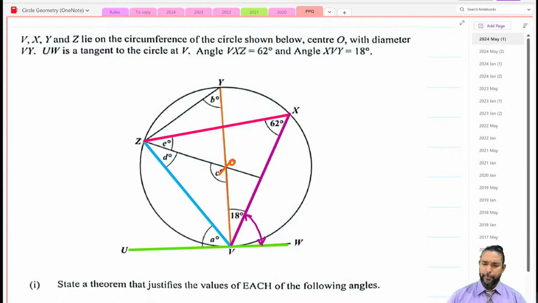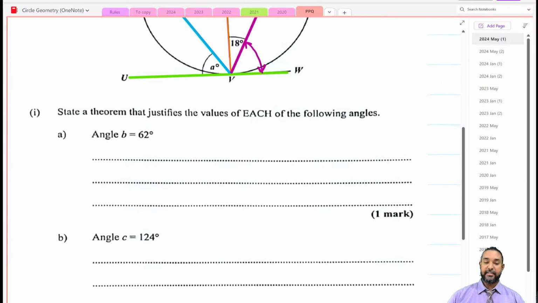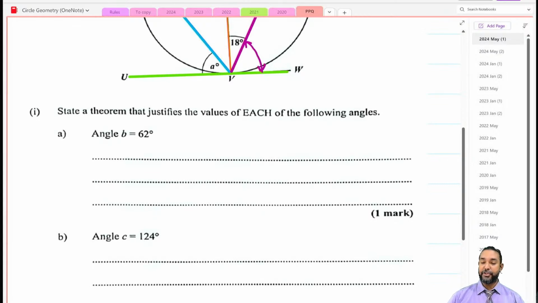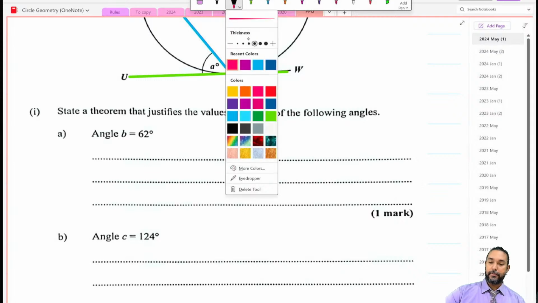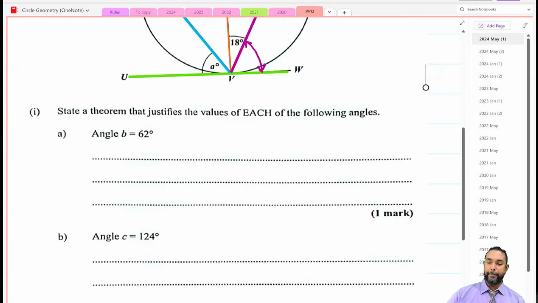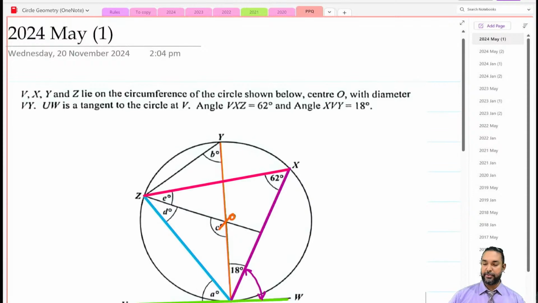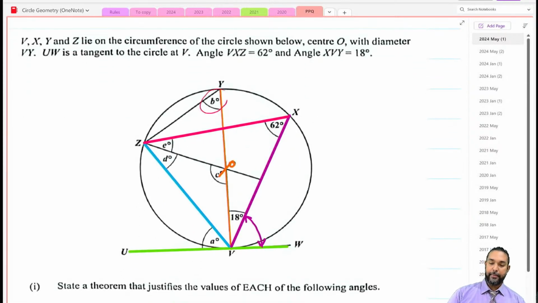Anyhow, so folks, we had to find angles. So hold on. We have two sets of it. It says state a theorem that justifies the values of each of the following angles. Right? So for angle B to be equal to 62, let's see. So where's angle B? Angle B is up here. Equal to 62. So what rule we said that was?